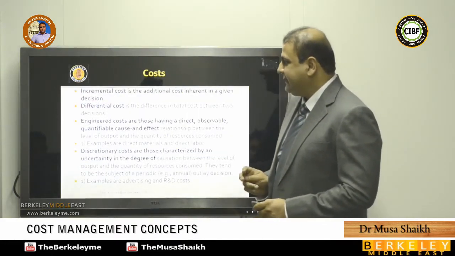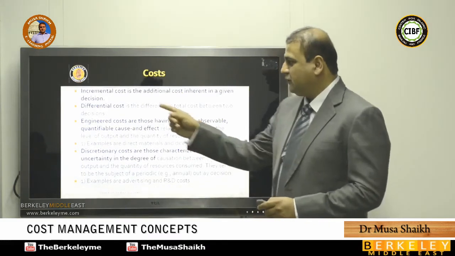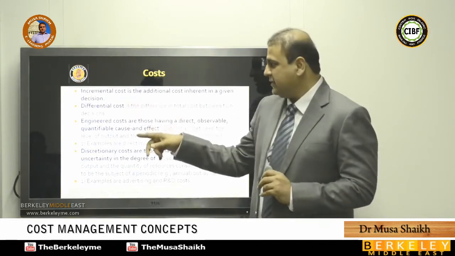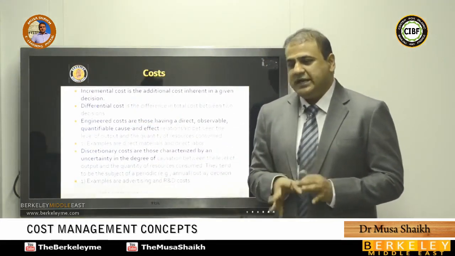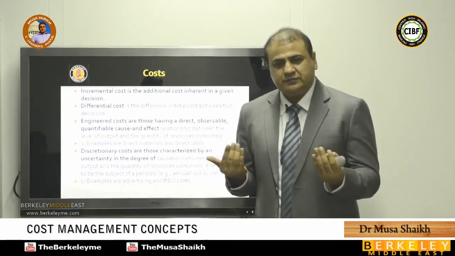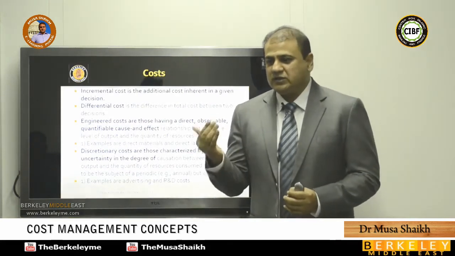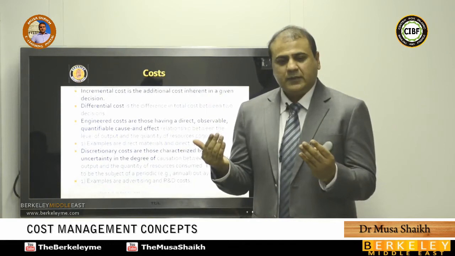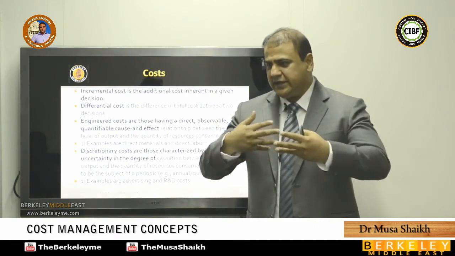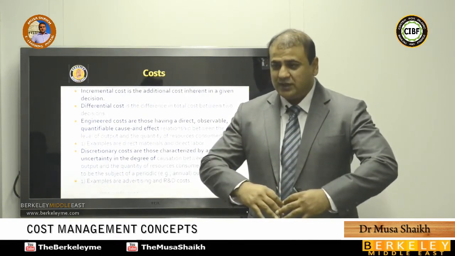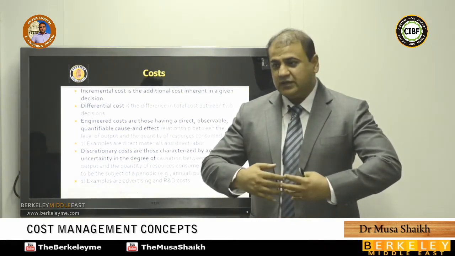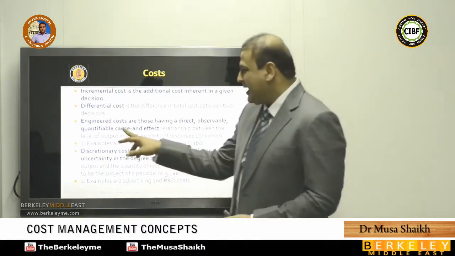Incremental cost is the additional cost. As I told you, marginal, additional, and incremental are three names of the same thing. Differential cost. The word differential is from difference, meaning which is different in 2 decisions, right? Suppose you want to make a school or a hospital. Some costs are common, like rent, but there are some costs which are not common, that is different here. So that will be a differential cost. Engineering cost.